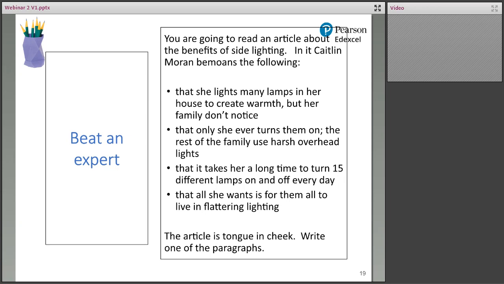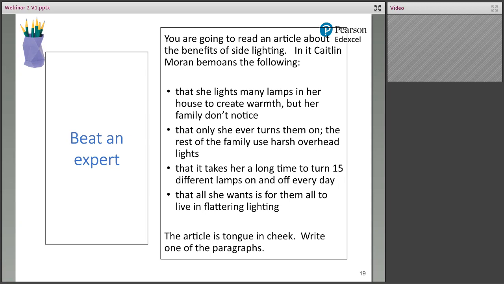In it, Caitlin Moran bemoans the following: that she lights many lamps in her house to create warmth, but her family don't notice. That only she ever turns them on, the rest of the family use harsh overhead lights. That it takes her a long time to turn 15 different lamps on and off every day, and that all she wants is for them to live in flattering lighting. The article is tongue-in-cheek, write one of the paragraphs.